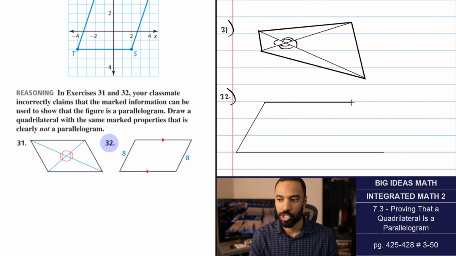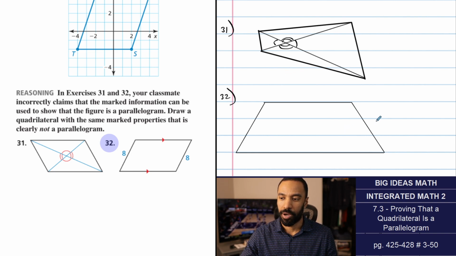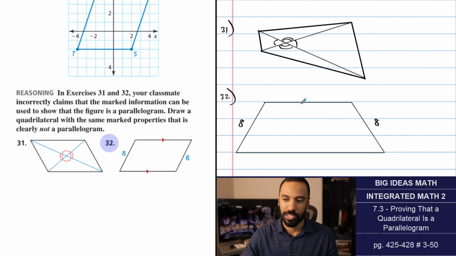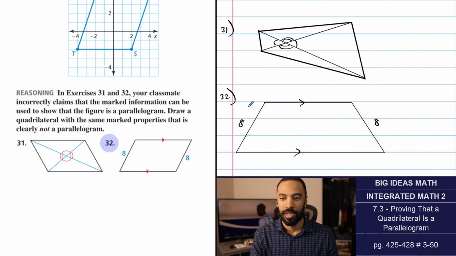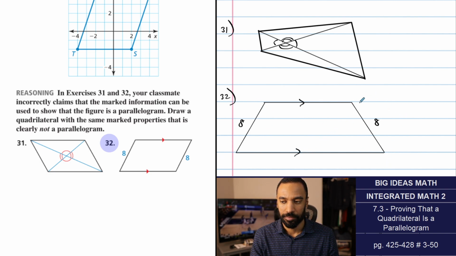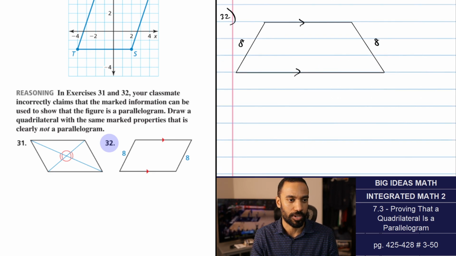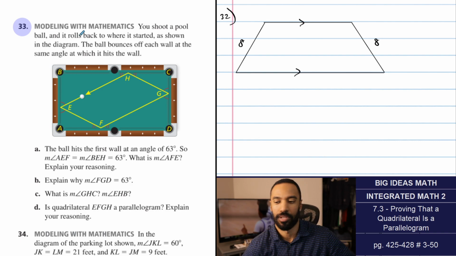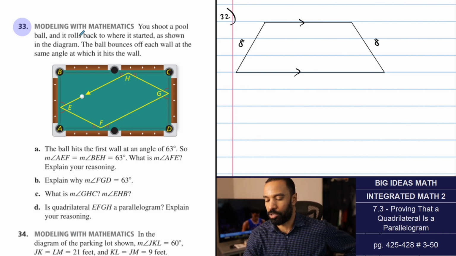I could make a trapezoid. I'm sure there are probably other things I could do, but this is 8 and this is 8 and these two are parallel. That's a trapezoid now. These aren't parallel, so it's not a parallelogram, even though those two sets are congruent. So I like those kinds of questions. It really does dispute that concept of what it could be and things like that.